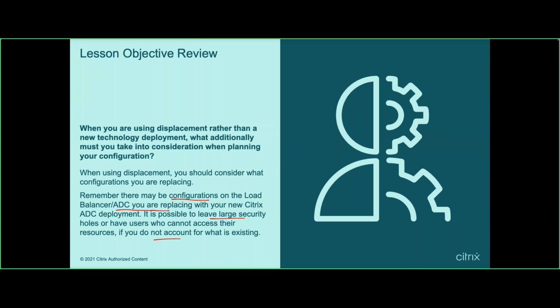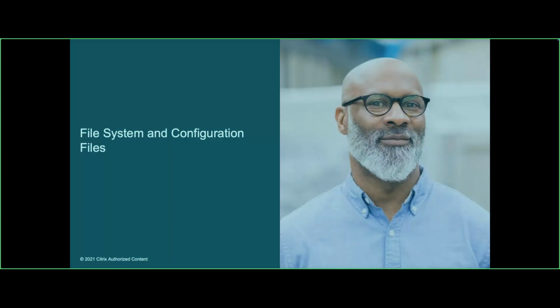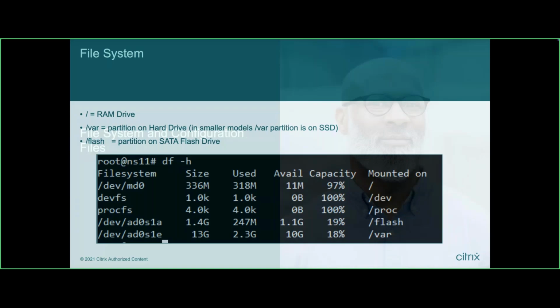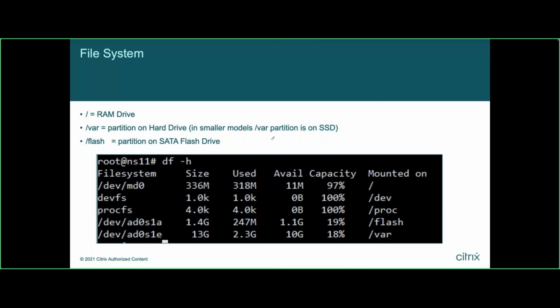Yeah. And this is your file system and configuration. So forward slash is the RAM drive. Forward slash where is the partition, and forward slash flash is the partition on the SATA. And this is on the SSD.